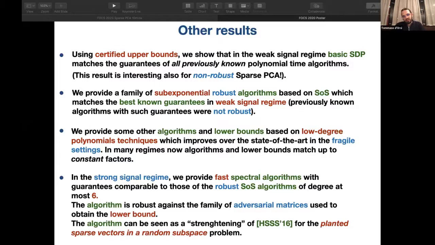Finally, one of the drawbacks of sum of squares is that it's hard to run in practice. So we provide a fast spectral algorithm that simulates a robust sum of squares algorithm up to degree 6. This is, of course, not fully robust, but it is robust against the adversarial matrices that we use to prove the lower bound. It is a strengthening of an algorithm that I think appeared here at STOC a few years ago for planting sparse vectors in a random subspace.